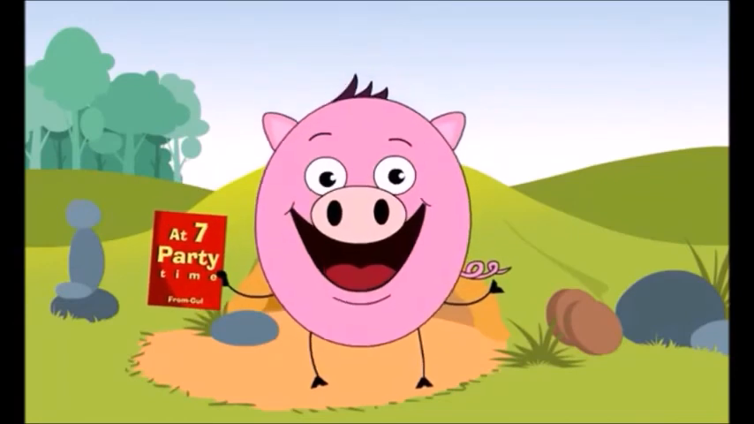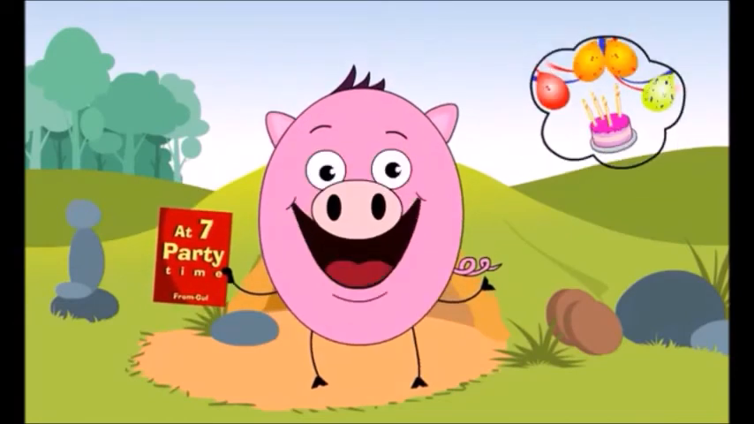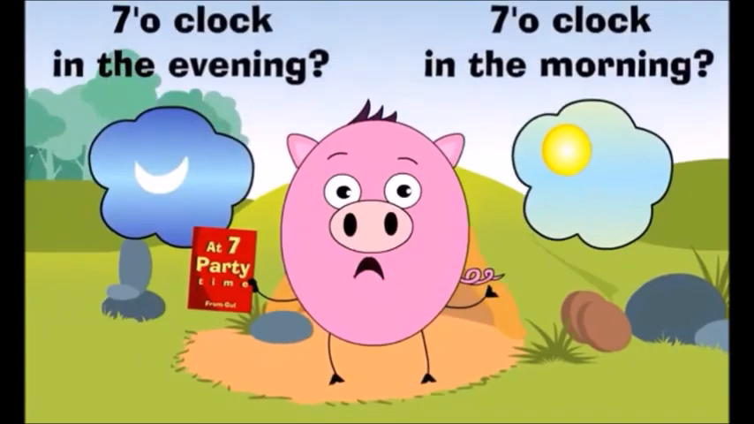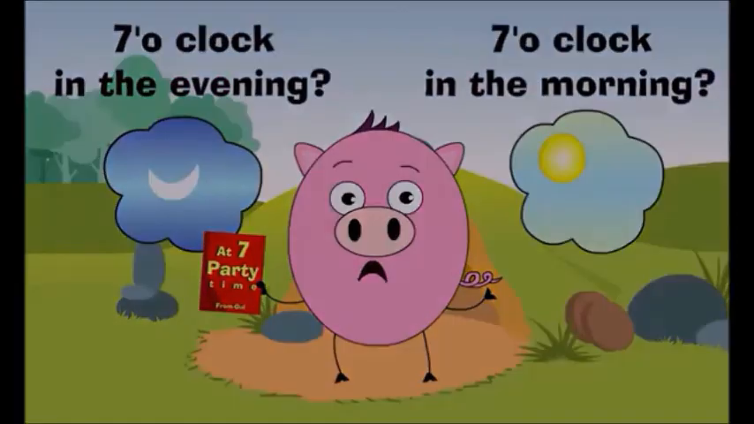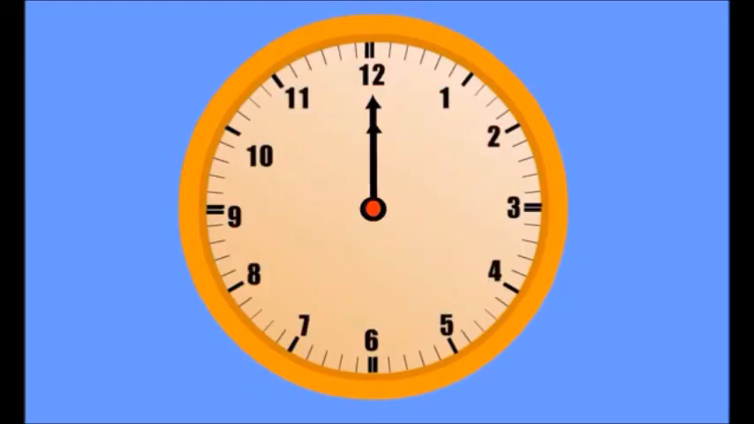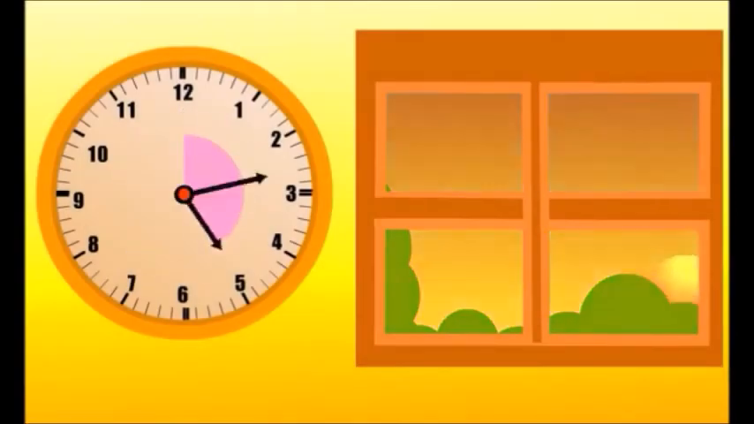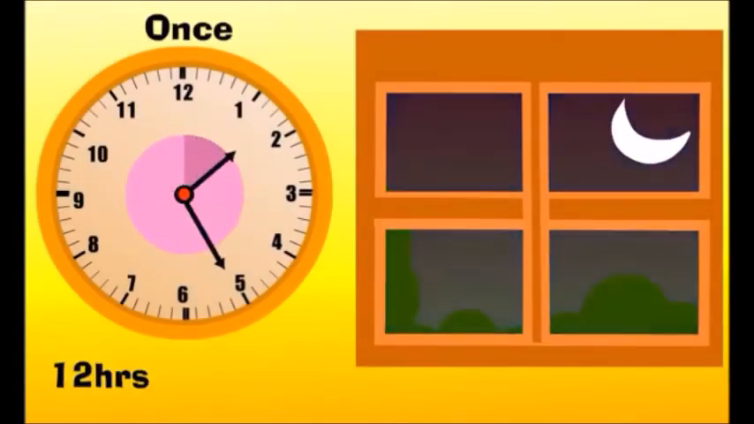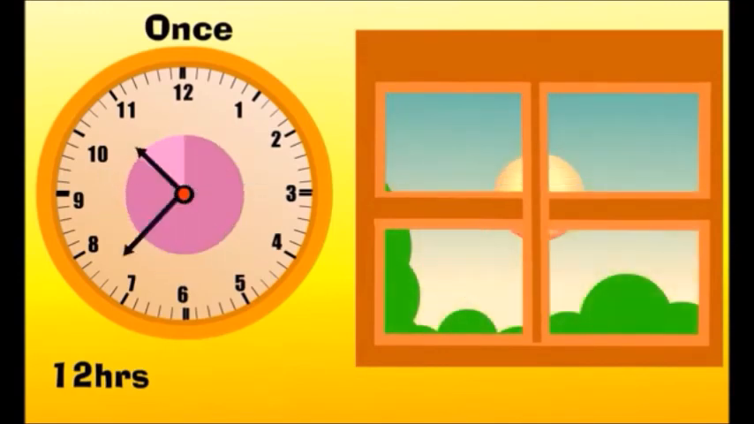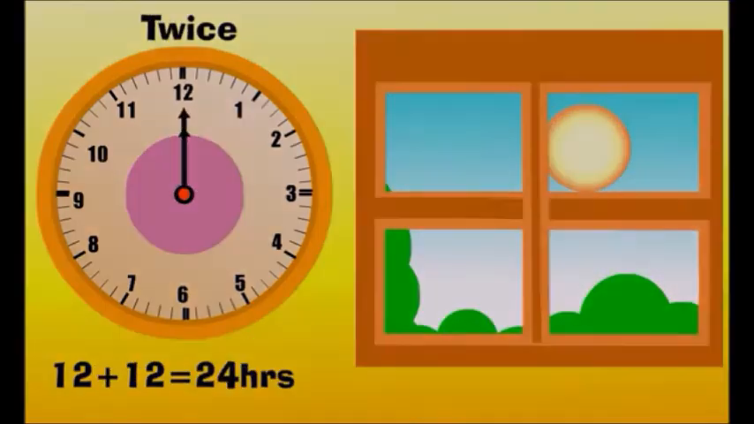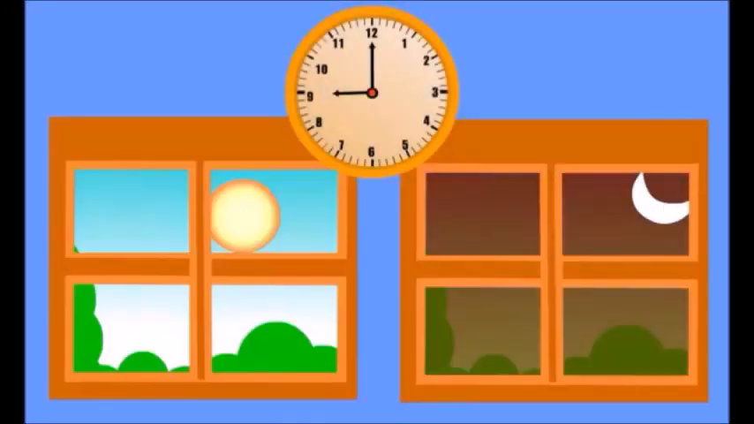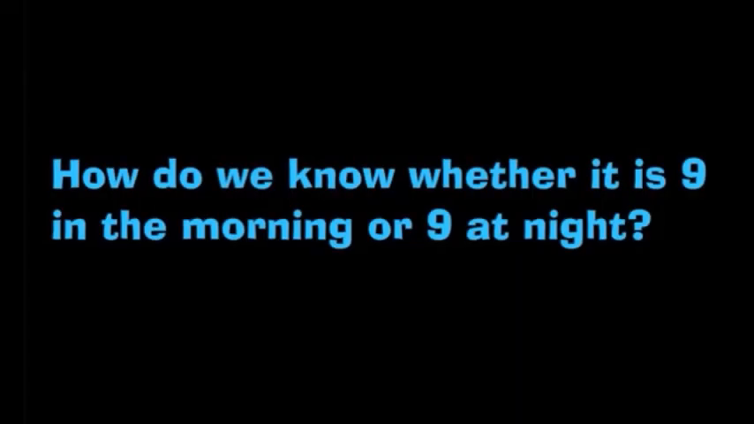Popo gets an invitation for a party at 7 o'clock. But he's confused, is it 7 o'clock in the morning or in the evening? There are 24 hours in a day, but there are only 12 numbers on a clock. The hour hand goes around the clock twice in one day. That's why we have 9 o'clock in the morning and 9 o'clock at night. So how do we know whether it is 9 o'clock in the morning or 9 o'clock at night?